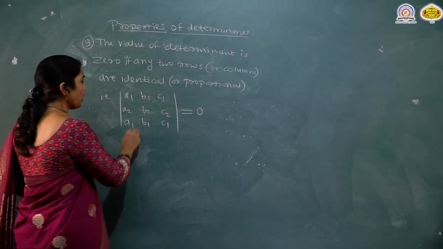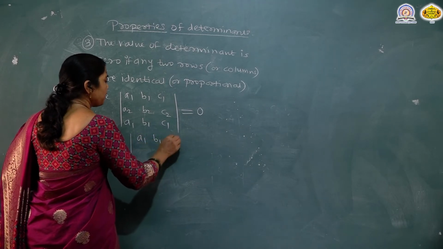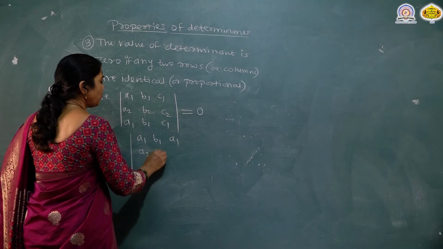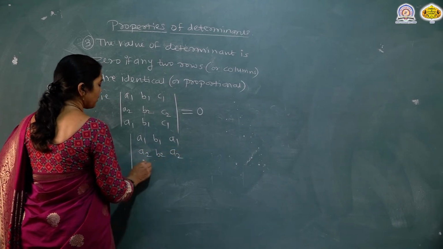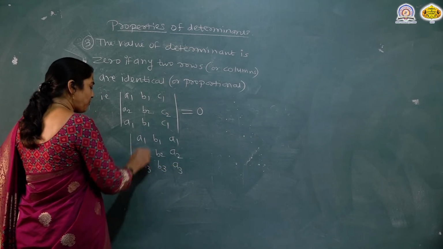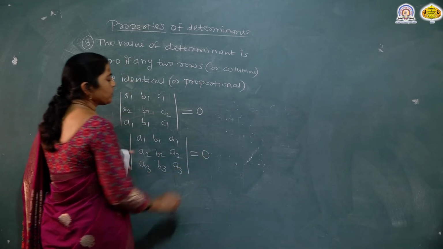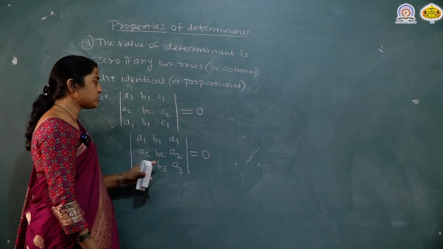Or even if any two columns are identical, A1, B1, A1, A2, B2, A2, A3, B3, A3. Observe that the first column and third column are identical. So, obviously, the value of the determinant is 0.